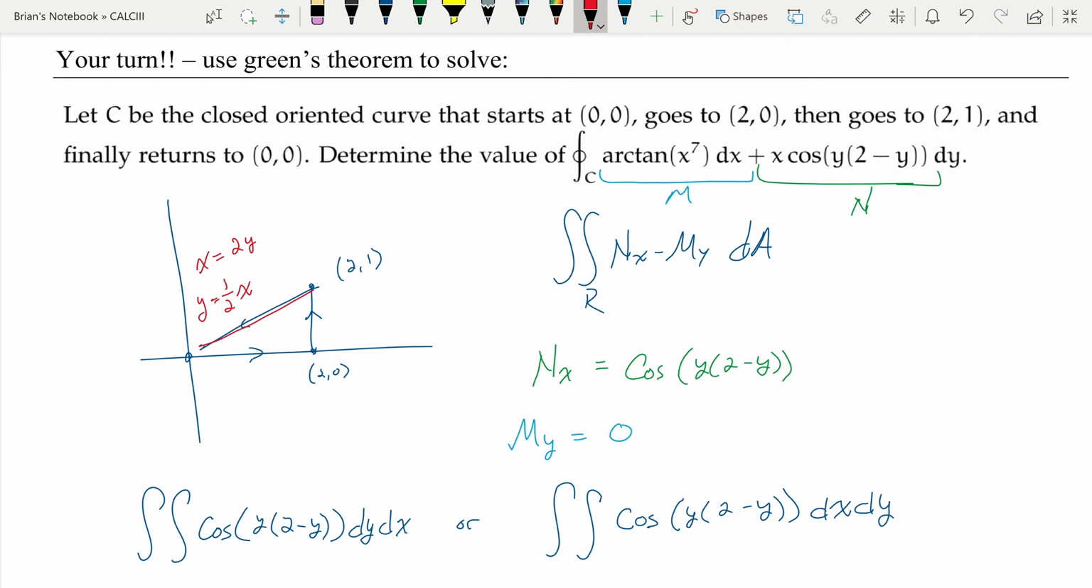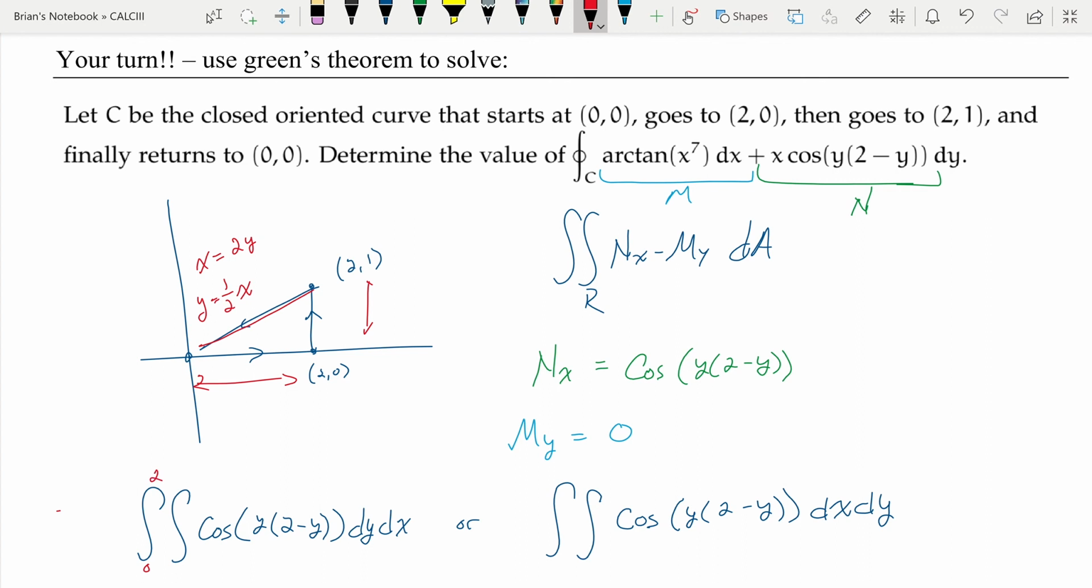So we care about that because, let's look at it, our y goes from 0 to 1, and our x goes from 0 to 2. So let's start on this left-hand integral and write the bounds for that one first. The x goes from 0 to 2.